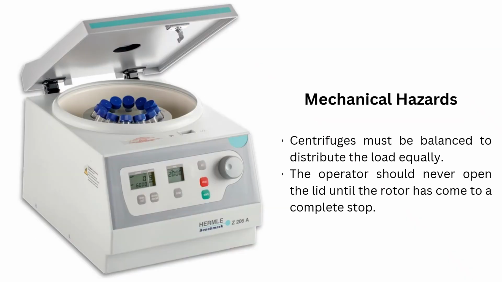In addition to physical hazards such as fire and electric shock, laboratory personnel should be aware of the mechanical hazards of equipment such as centrifuges, autoclaves, and homogenizers. Centrifuge, for example, class, must be balanced to distribute the load equally. The operator should never open the lid until the rotor has come to a complete stop. Safety interlocks on equipment should never be rendered inoperable.